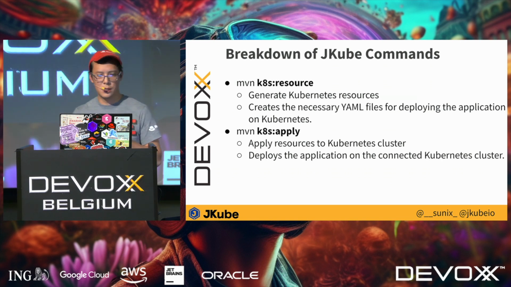Then k8s:resource is to generate the Kubernetes resources. By default, it will generate a deployment and a service. And k8s:apply is the equivalent of kubectl apply. It's to apply that to the connected cluster.